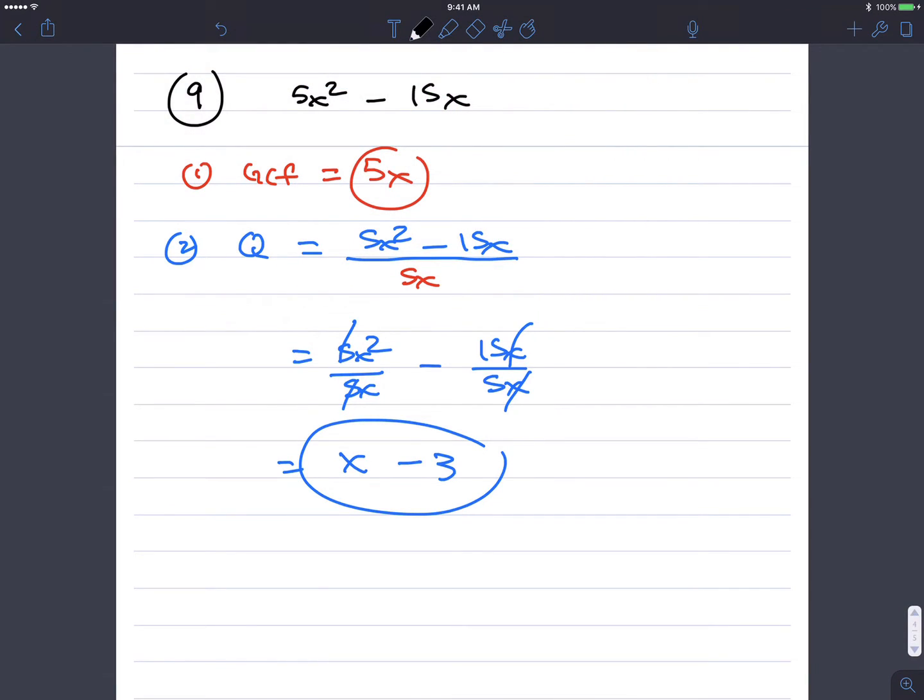Step number 3 now. You're done. Write down the GCF, 5x. Multiply to the quotient, x minus 3. And you're done. Okay, this is number 9. Anybody have any questions on 9? No? You sure?